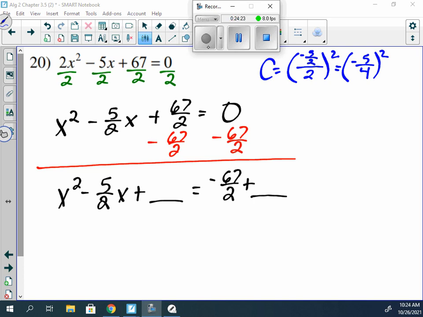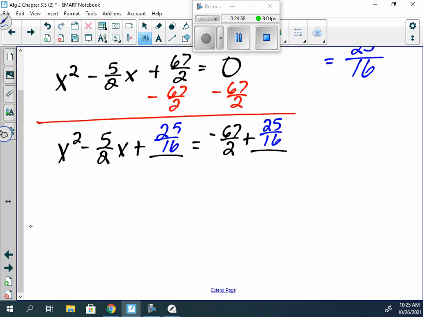A lot of the times when I see this and I'm working with it, since we're dividing just by 2, I'll flip it in my head, multiply by the denominator, and we get the number. Now when we square it, since it's negative, it's going to come out as positive. 5 squared is 25, 4 squared is 16. So we're adding 25/16 to both sides.